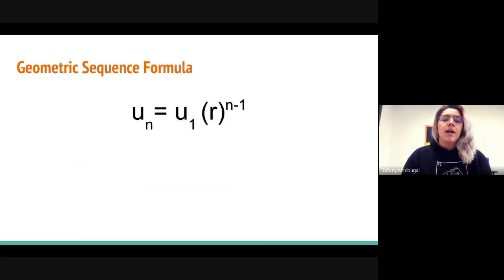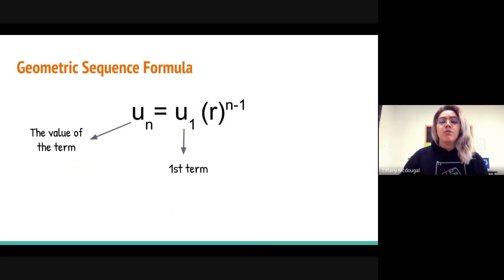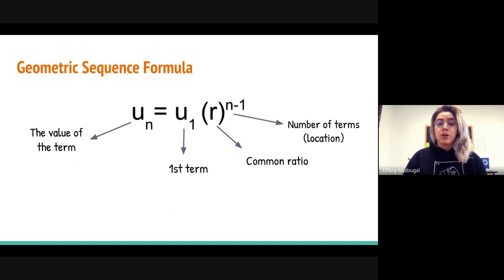Boom. All right, again, reviewing the geometric sequence formula. This is our Un formula. Un is equal to U1 parentheses r raised to the n minus 1 power. Now, this is when we are looking for a specific term within a geometric sequence. I want the 10th term, I want the 20th term, I want the 30th term, and so on. You've already had practice with this.